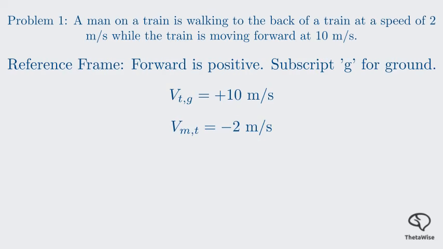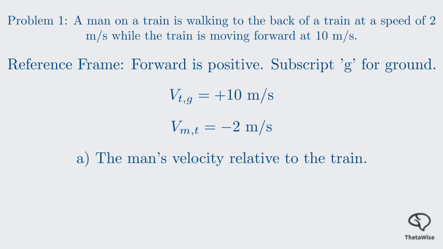Now let's tackle part A. Part A asks for the man's velocity relative to the train. Based on our established reference frame, we already have this value. The man's velocity relative to the train is simply negative 2 meters per second. The negative sign indicates the direction, which is backwards relative to the train. So, the man is walking at 2 meters per second towards the back of the train.